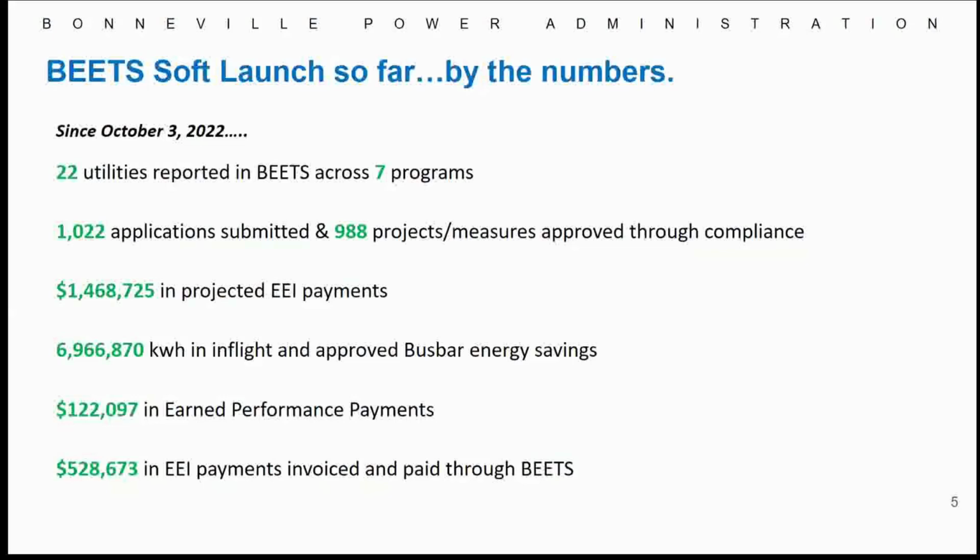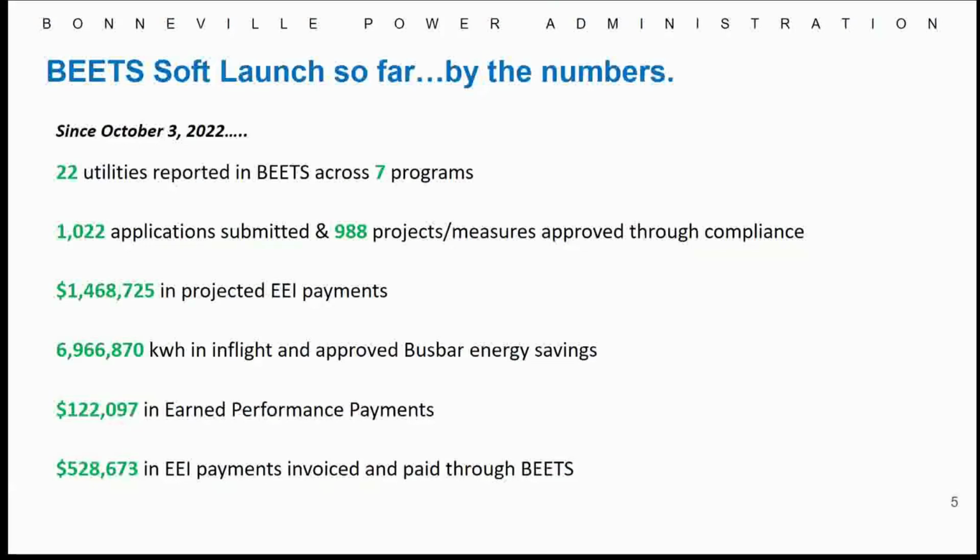And we've had over 1,000 applications, and again, application, another definition you'll become familiar with, but that's referring to projects and measures that have been reported to Bonneville. We've already approved 988 of those, so a good portion of them, we've already processed them through our compliance reviews, and we've got roughly over $1.4 million in projected EI payments that are in the system today.